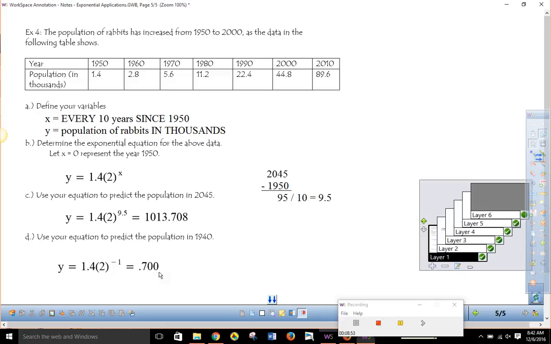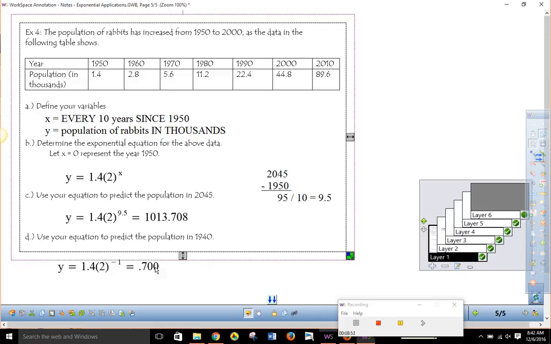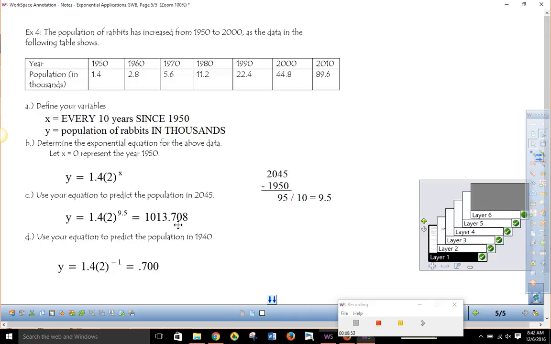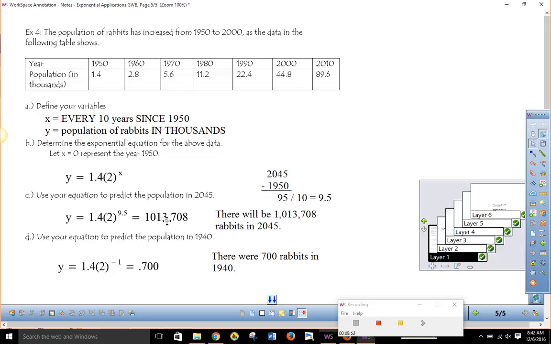Okay? The last piece to this that we need to take care of is since our population is in thousands, we need to take these final answers here and we need to multiply them by 1,000, which is going to give you these as final answers. So multiplying by 1,000 will take your decimal and scoot it over 3 spots. So instead of 1,013.708, you're going to have 1,013,708 rabbits. And instead of 0.7, you're going to have 700 rabbits.